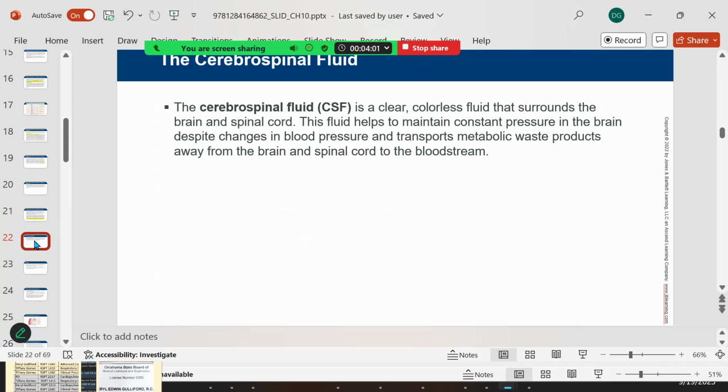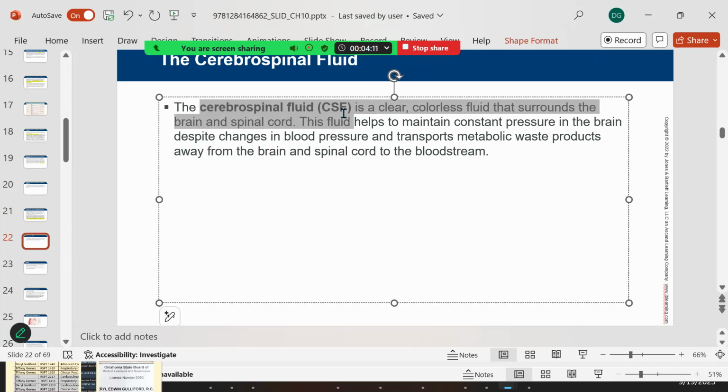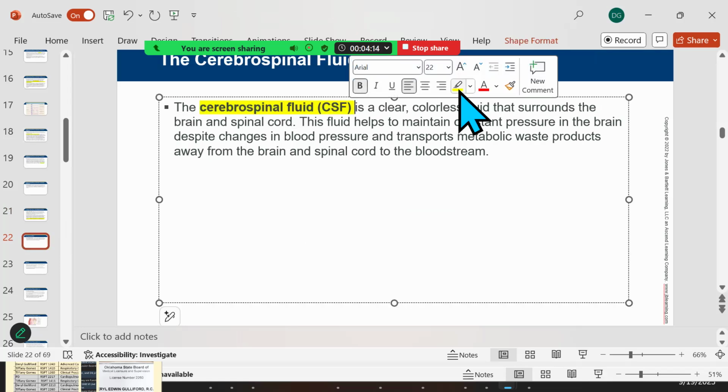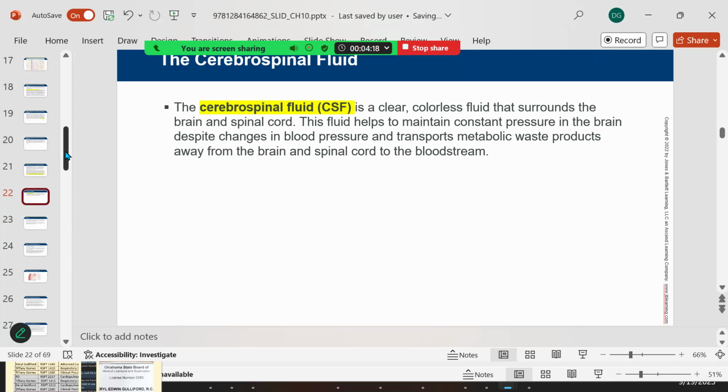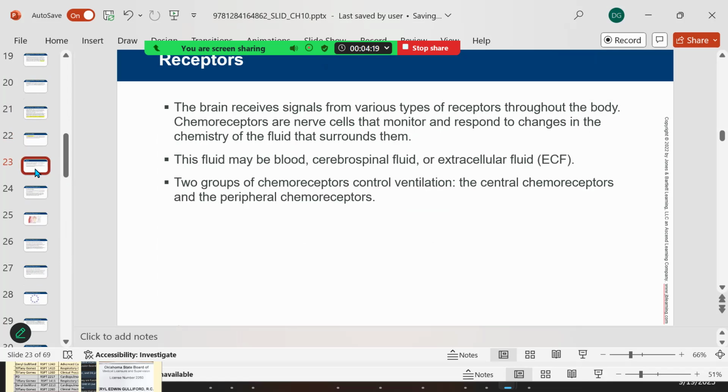CSF itself, you will see this sampled in a spinal tap. Cerebrospinal fluid is a clear, colorless fluid that surrounds the brain and spinal cord. We can test that for a lot of different conditions, including meningitis and encephalitis and some pretty serious conditions. Fortunately, we're able to get that sample relatively easily from the patient's back between the vertebrae.